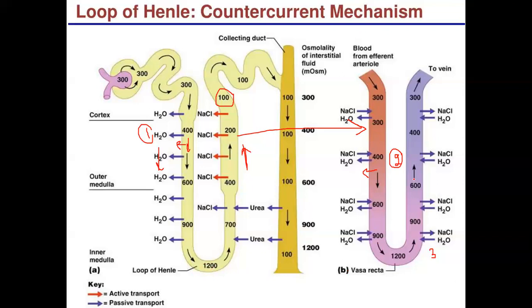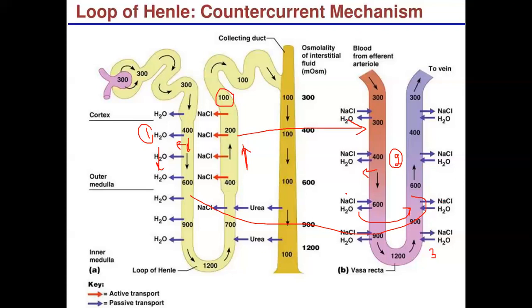Now look at this ascending limb of vasa recta. This ascending limb is near to this. The water that has come out of this is entering into this. And not only this water is entering into this, water is also entering into this. So water is moving out from this limb, but water again is entering into this vasa recta.